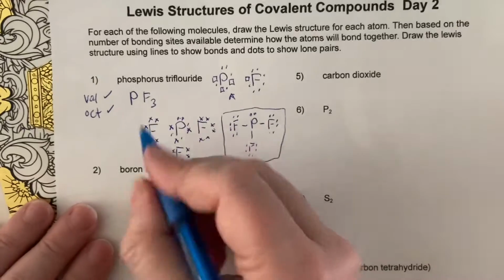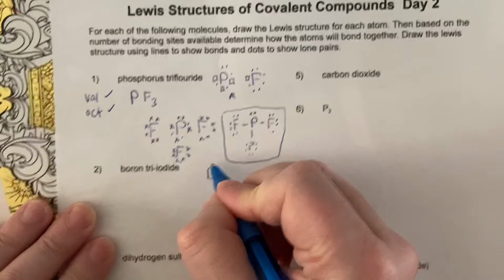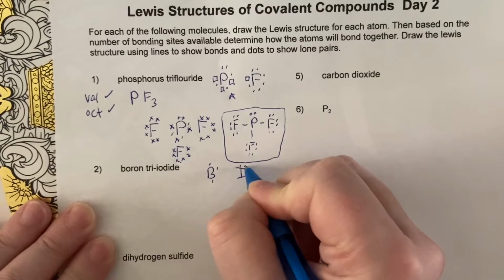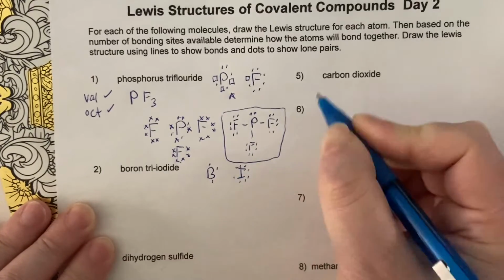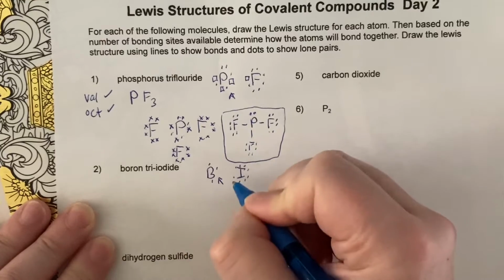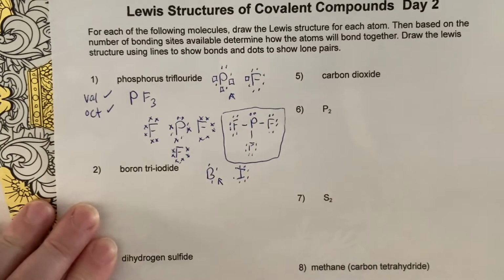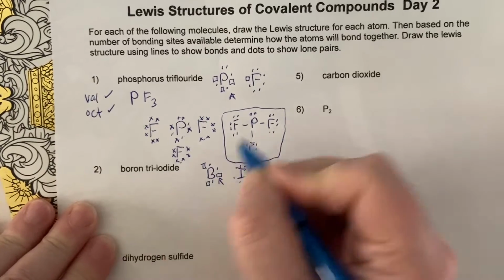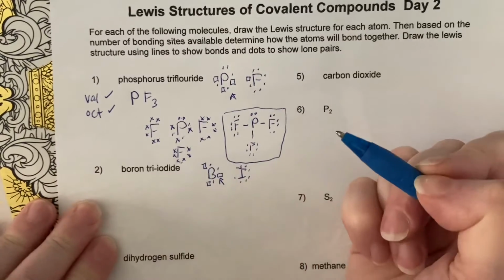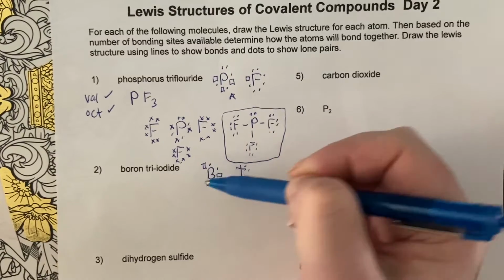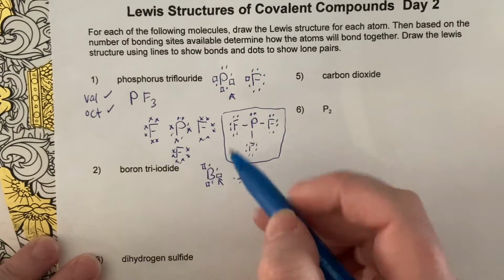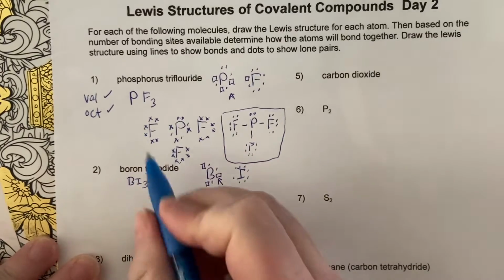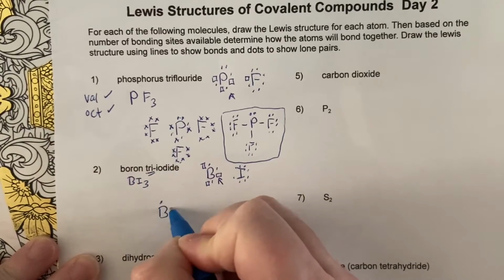Boron triiodide. Boron, group 13, 3 valence electrons. Iodine, group 17, 7 valence electrons. Least electronegativity, most gaps, but recognize that boron only has 3 gaps because there's no electron here to share with. So there's no fourth side to this boron, so you can only have 3. Boron triiodide. Boron goes in the center.